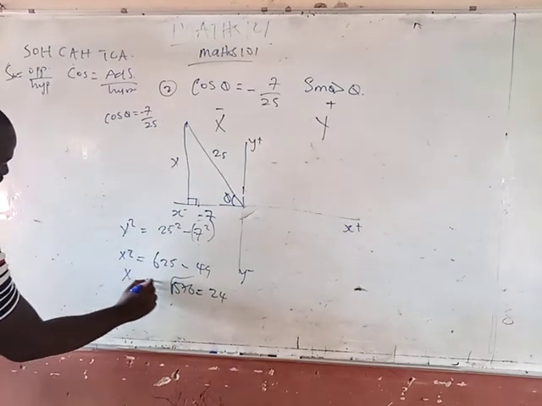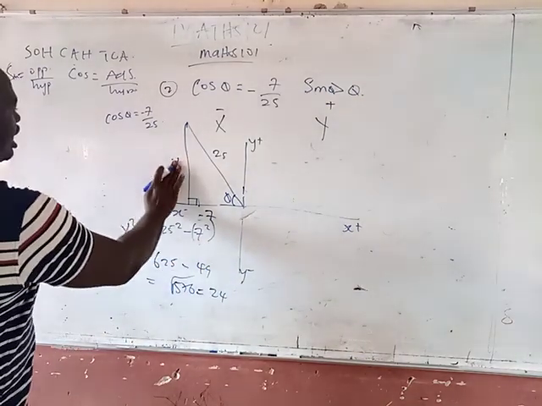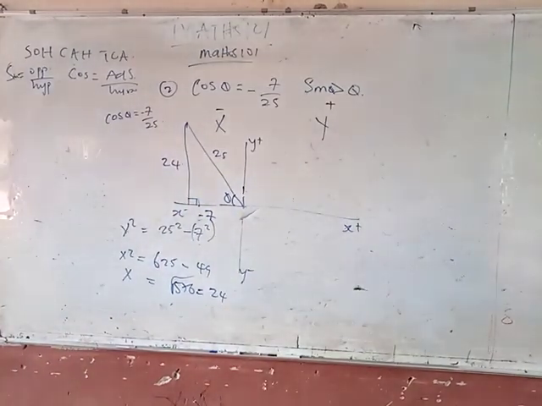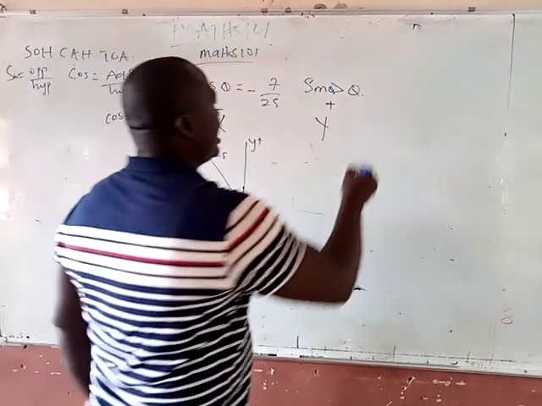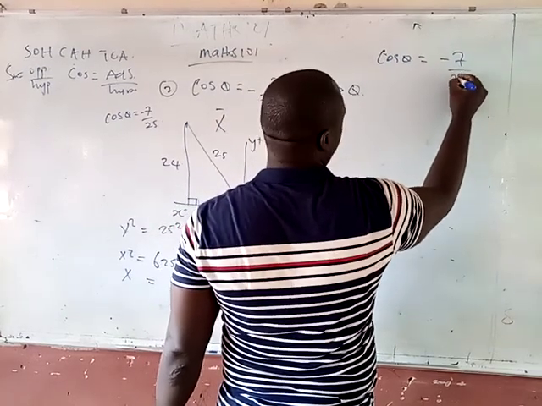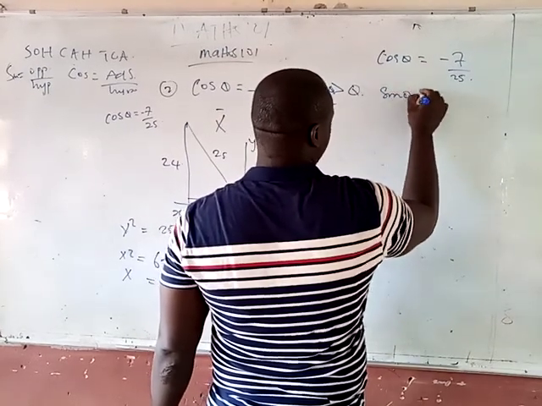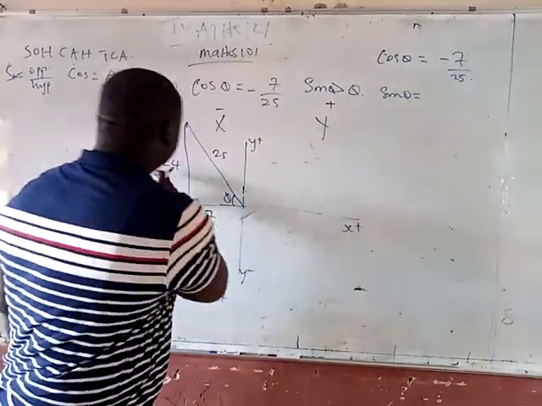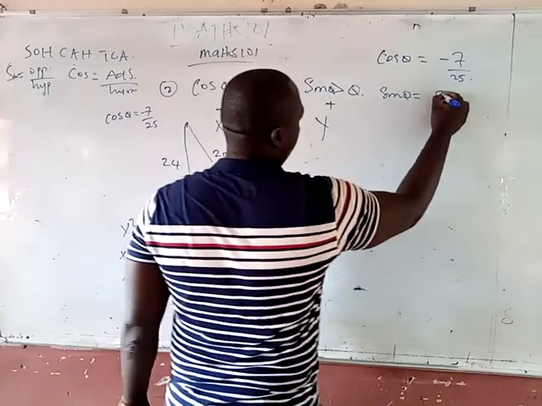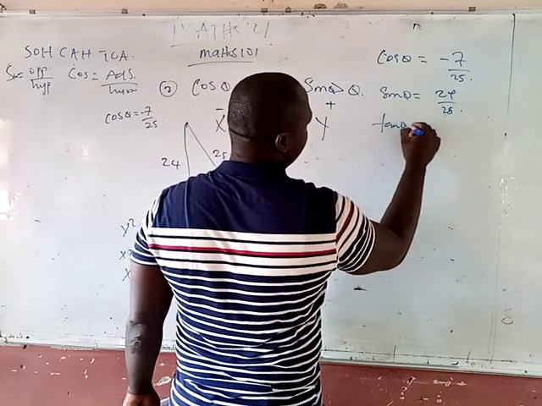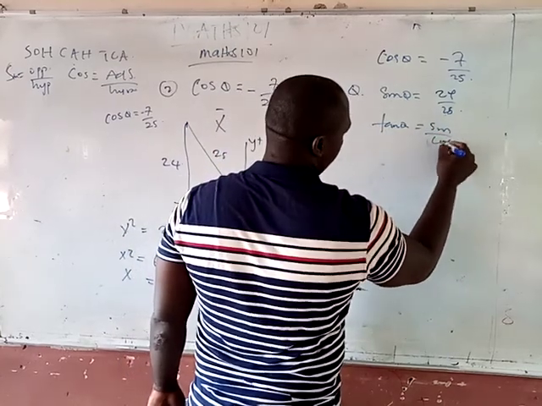Remember, x is the root of this. So here is automatically 24. Good. So if you have the two axes, you can find all three functions. It's very easy. You already have cos theta, which is minus 7 over 25. Now sine theta is opposite over hypotenuse. The opposite is this, so it is 24 over 25. Right? Then tan theta is sine over cos theta.